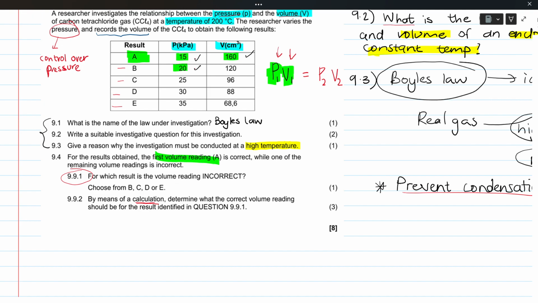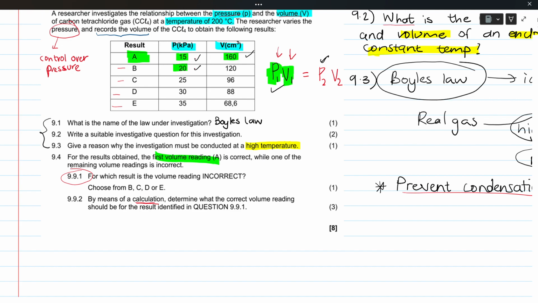Okay, and then the next thing is, let's go on to reading B. I can trust the 20 for pressure because of this point here. The person is varying the pressure value. Okay, so that means it's a correct value. So I have a value for pressure, and it's coming from that table. It's going to be 20.